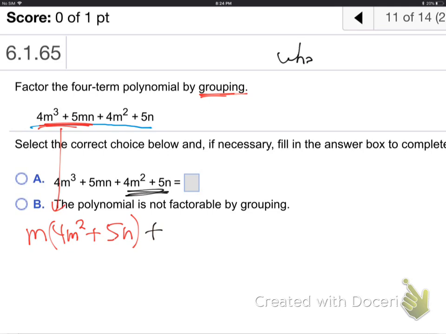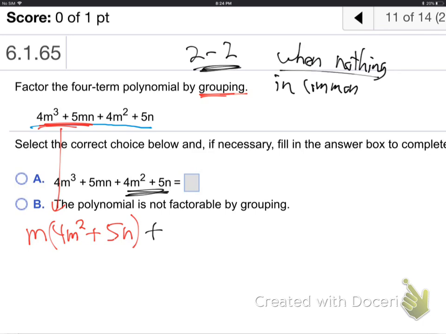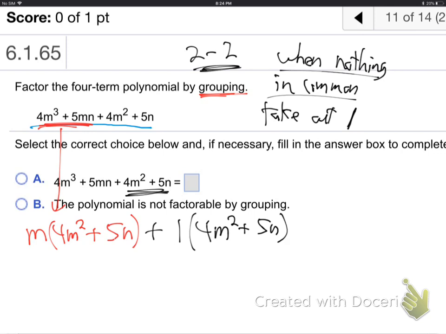Let me write a note. When you're doing the 2-2 thing and there's nothing in common, take out a 1. Because they always have 1. 1 goes into everything, right? So you take out a 1. Everybody see? That's true. It seems kind of silly, but it's true. 1 times that and 1 times that. That would go back. See how it's true?